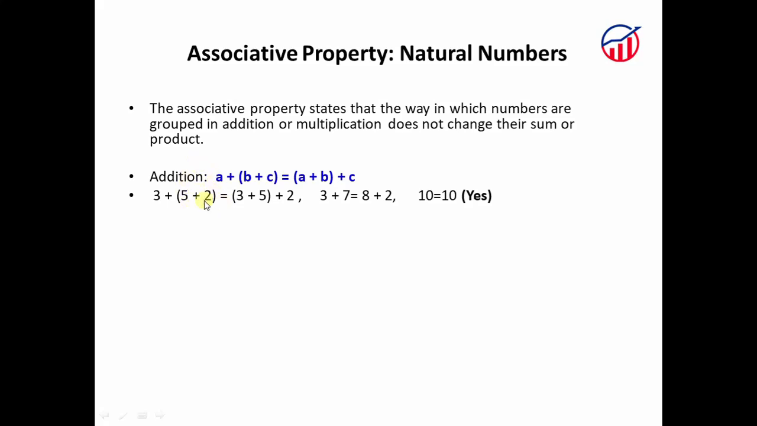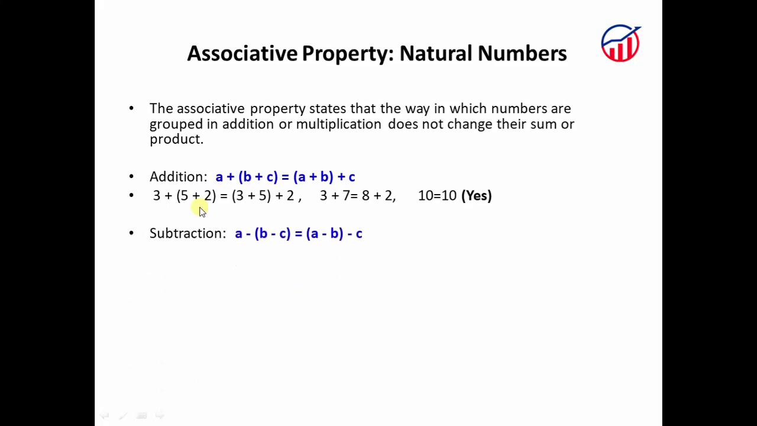Whenever you have an equation like this, you need to always follow BODMAS. If you are very well versed with BODMAS, you don't need to, but if you don't know how exactly to use BODMAS, there is a video which you can go and check out and learn for yourself. So first we need to solve the bracket. 5 plus 2 is 7. So 3 plus 7 is equal to, bracket again over here, 3 plus 5 is 8. So 3 plus 7 is equal to 8 plus 2. When you add the LHS, you get 10. When you add the RHS, you get 10. So the associative property holds good for addition.